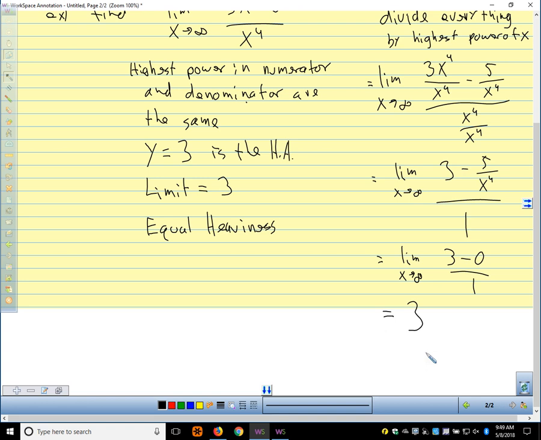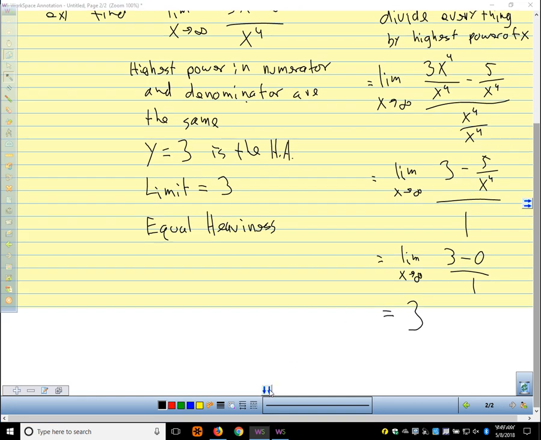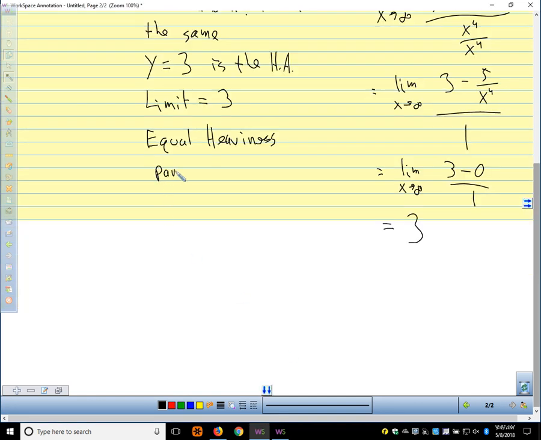And this is actually why, when we talked about horizontal asymptotes, we said that we could use the limit of the ratio of the leading coefficients to find a horizontal asymptote, because the limit is 3. So horizontal asymptotes and limits at infinity are the same thing. Here, I'll write this so it shows up when I save this. Okay, just so we have a reference point.